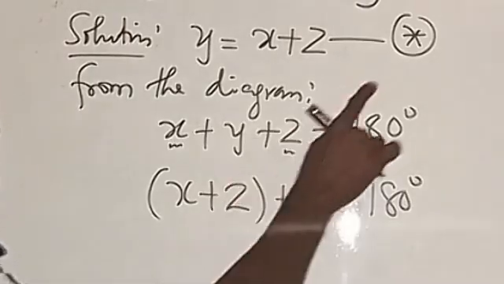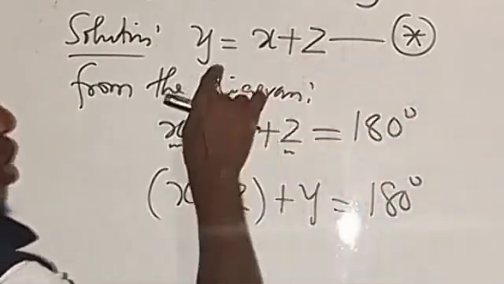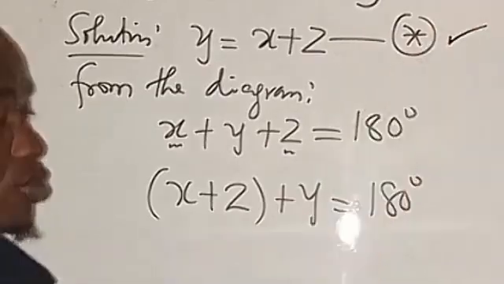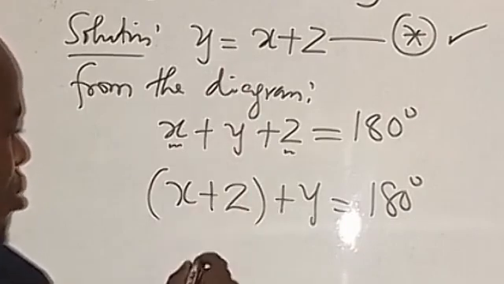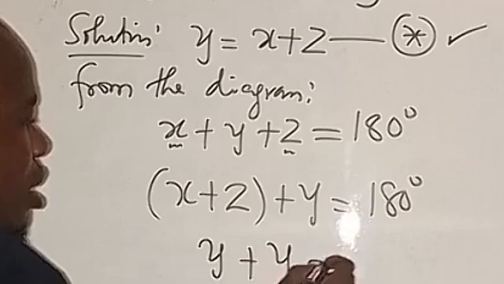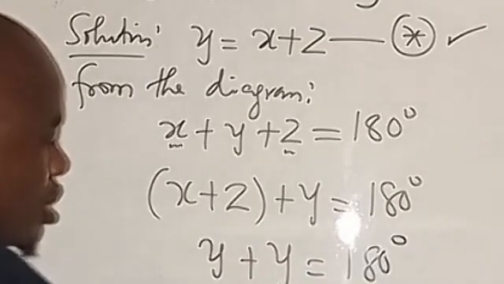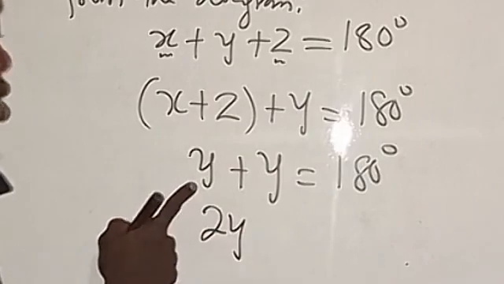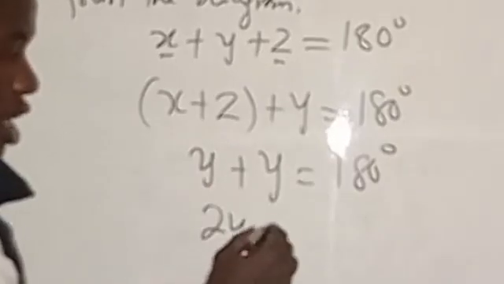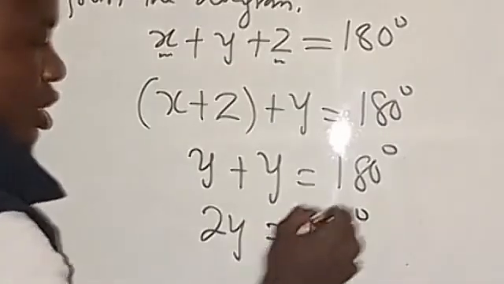Now x plus z here is what? It is y according to equation star. So we're going to have x plus z to be y, plus y, then equals 180 degrees. So 2y plus y, we have 2y equals 180 degrees.